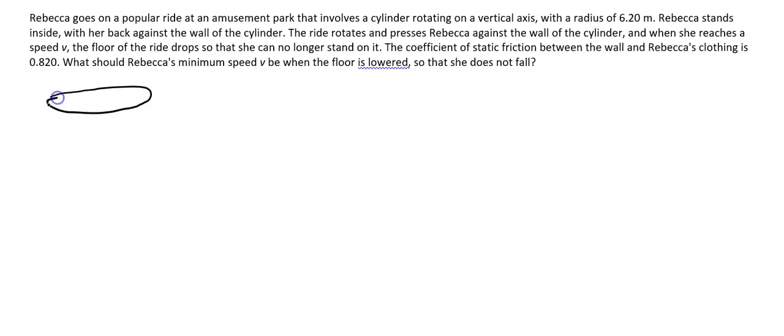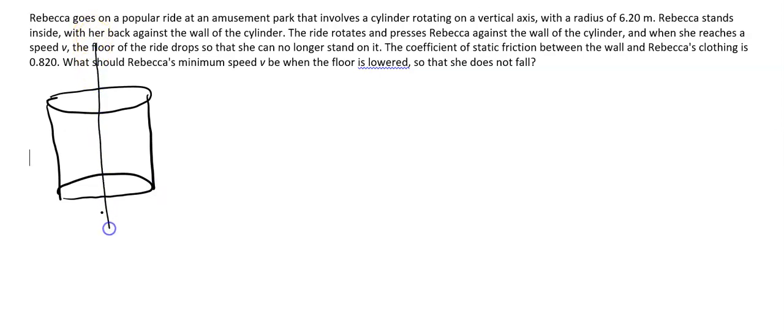Here I'm going to draw the cylinder, and it's rotating around a vertical axis. It's spinning like that, so the circle is in the horizontal direction. The radius we know is 6.2 meters. Let's see what else. Rebecca stands inside with her back against the wall of the cylinder.